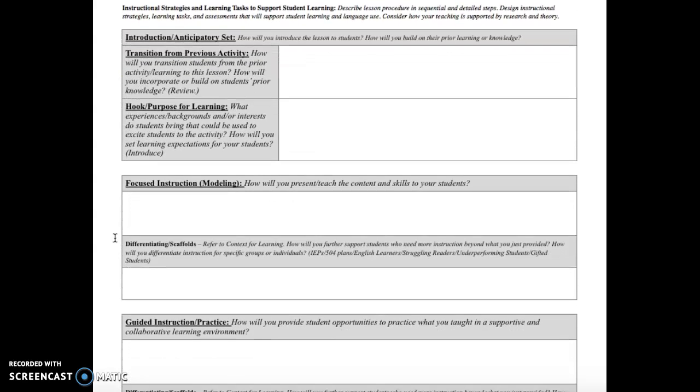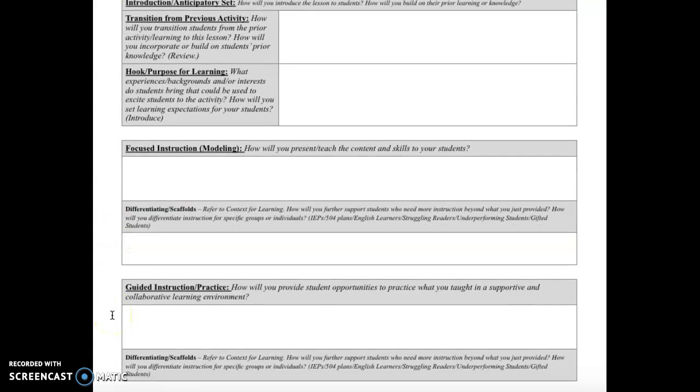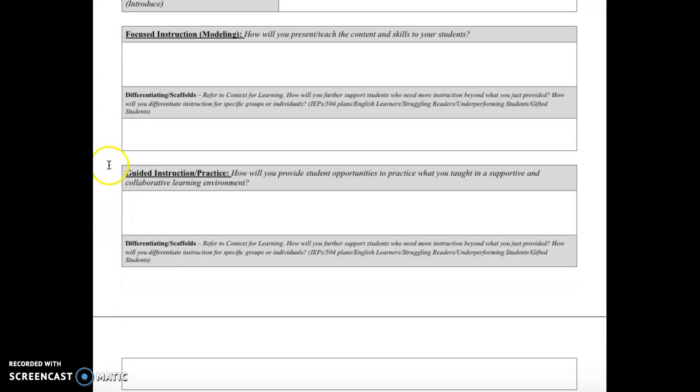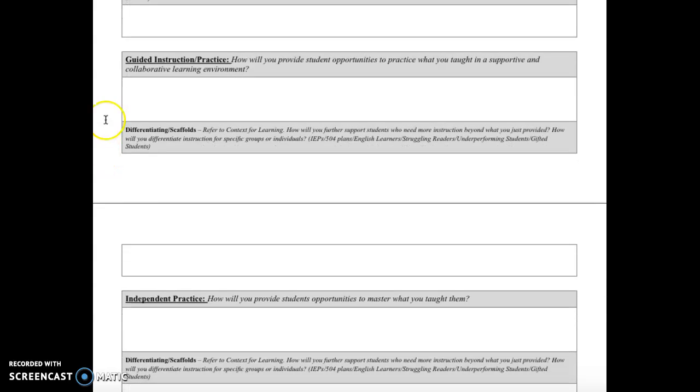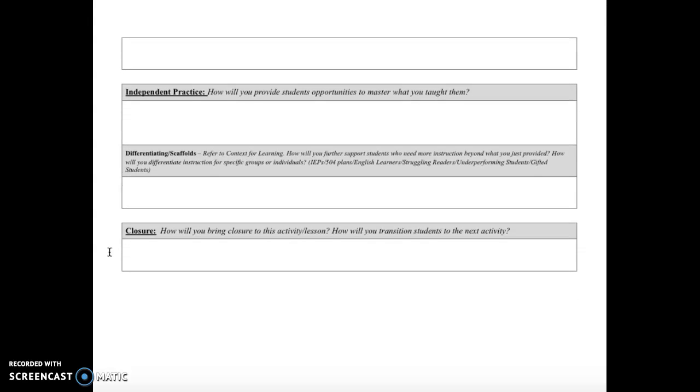And focused instruction. So this is the modeling perspective, showing students how to do it. We need to make sure that we have differentiation and scaffolds per activity, major activity. Guided instruction. This is the students starting to do it on their own, but still with the support of the learning environment and the instructor, again with scaffolding. And independent practice. What will they be able to do on their own because of this lesson? And then closure. How will you bring this lesson to a close?